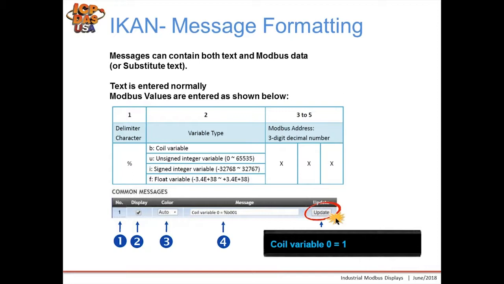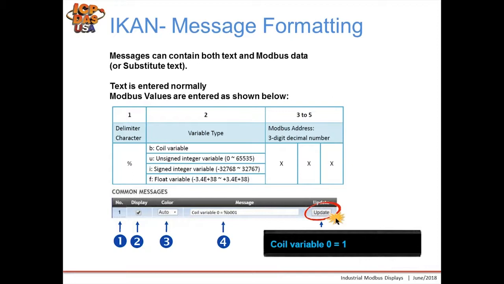And then you put the pound sign, the B, which stands for coil variable, and then the coil number. In this case, we're just going to use coil number 1. And if we had substitute text assigned, instead of saying "coil variable 0 equals 1," it'll show the ON value, which is associated with that specific coil variable.